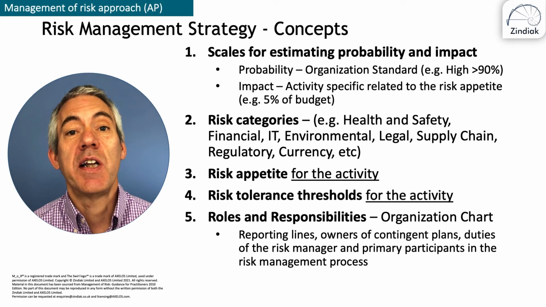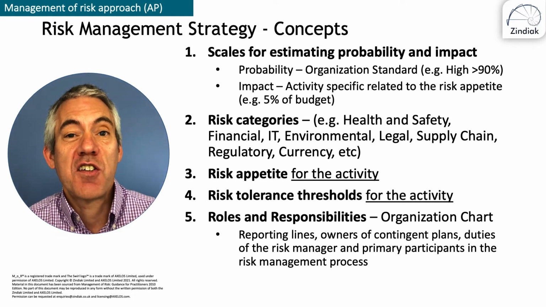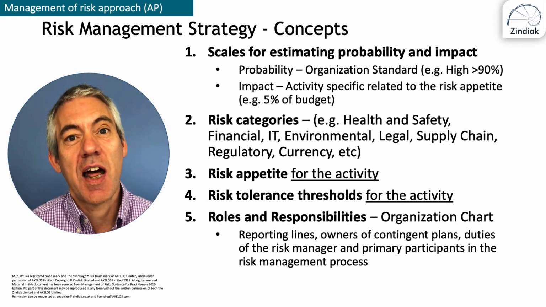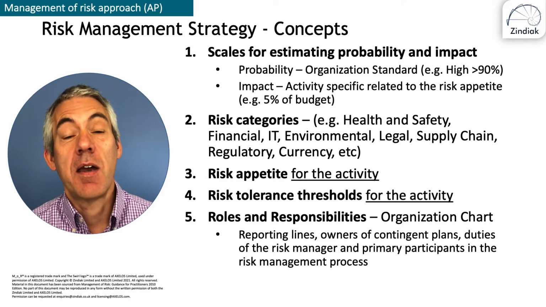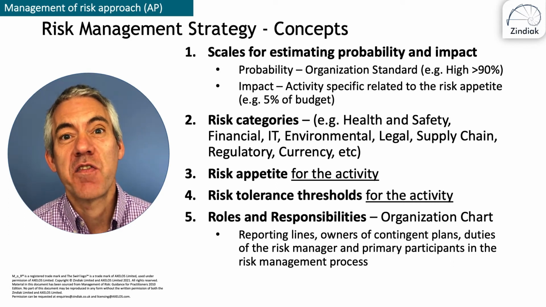The next concept we need to consider is risk categories. The first thing to say about categorization is the reason we categorize anything is to make things easier to manage. So the trick is always with categorization to have a few categories that make things easier to understand, but not so many categories that it makes things more difficult to understand, because no one knows in which category things fit.